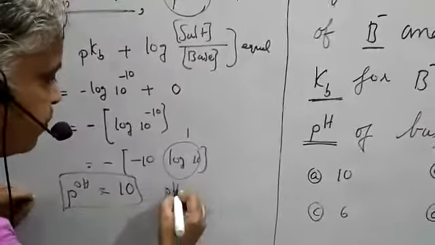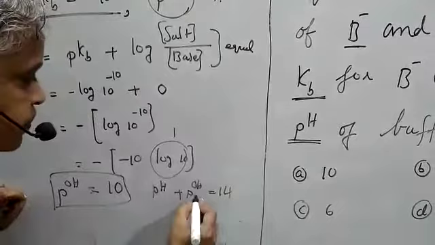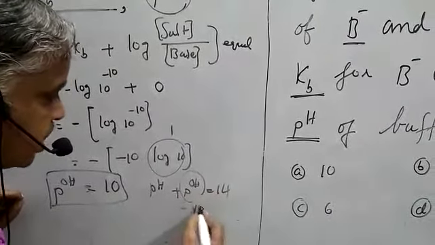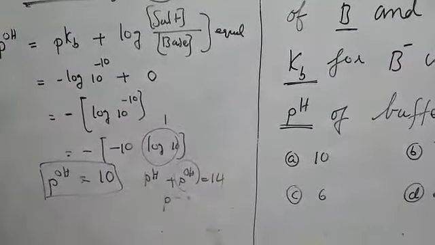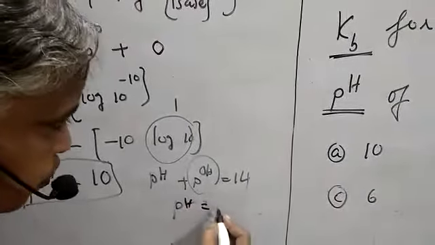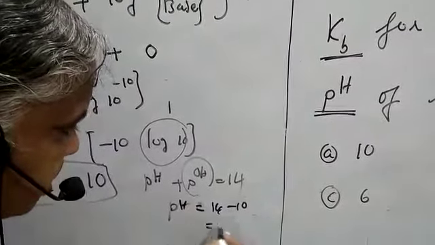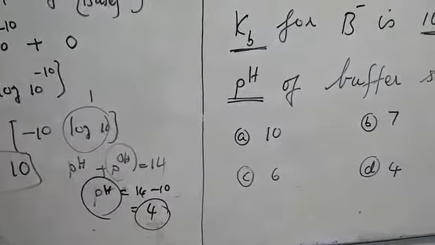What is the standard formula? pH plus pOH is equal to 14. You are having pOH 10, which means pH is equal to 14 minus 10, that is equal to 4. So the pH of the solution is 4.